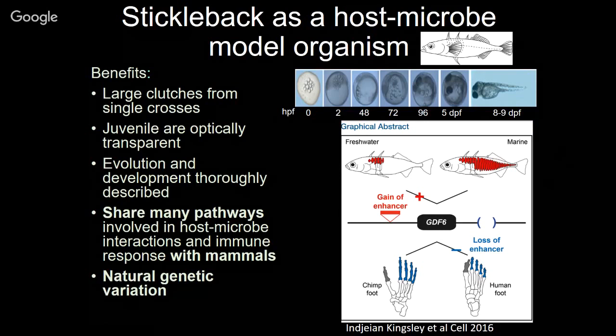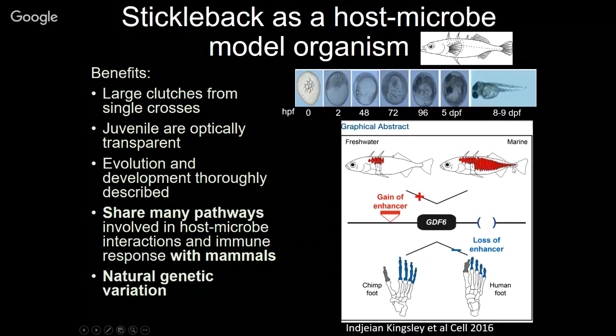Importantly, sticklebacks share many pathways that are involved in host microbe interactions and immune response with mammals, including genetic determinants of the immune response. For example, we have neutrophils and B cells and T cells in stickleback, and we have many genes that regulate these that are similar to humans. Other people, including the Kingsley lab, have used this to determine genetic regulators of things, for example, bone development in stickleback. So this is showing a marine phenotype that's long been used in stickleback to study the difference between marine fish and freshwater fish.